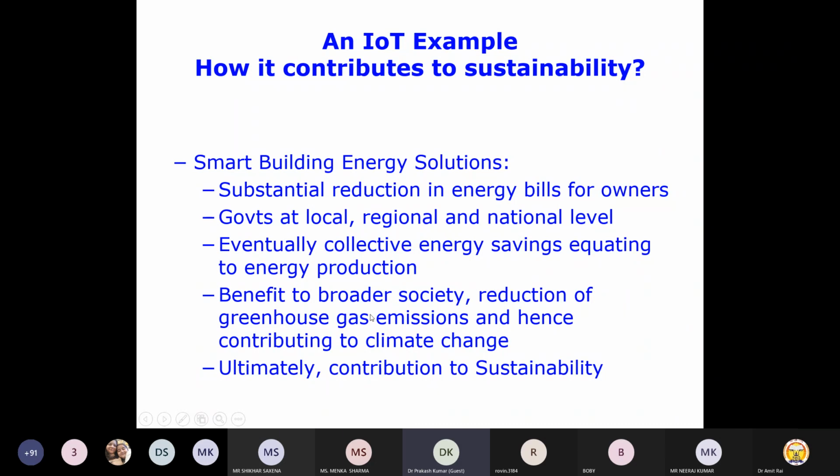Now, if we look at it from the society point of view, the broader societal benefit is the reduction of greenhouse gas emissions, meaning CO2 emissions will be reduced, and hence climatic changes will not be there. Global warming will be reduced, human health will be improved, and the health of other living beings will be improved. And ultimately, the same thing is contributing to sustainability. What is sustainability? Sustainability means developing without disturbing the future generation. That is a sustainable solution.